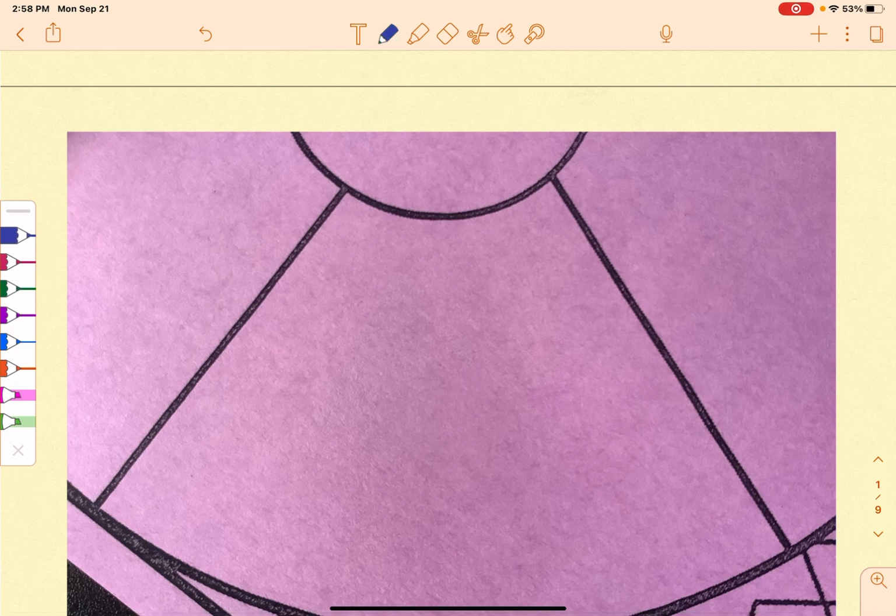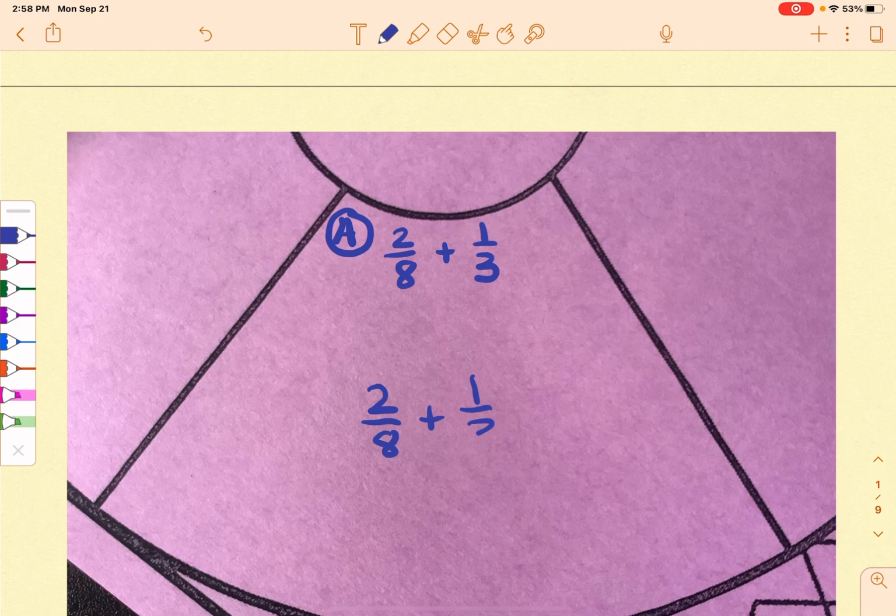Okay, so for the first one, I'm going to start out. So for A, the problem is 2 over 8 plus 1 over 3. Now, the big thing for us is if we're going to do the butterfly method, I need to move this down a little bit so you have some room to actually make the butterfly. So remember to make the butterfly, I'm actually going to make that shape that looks like a butterfly.